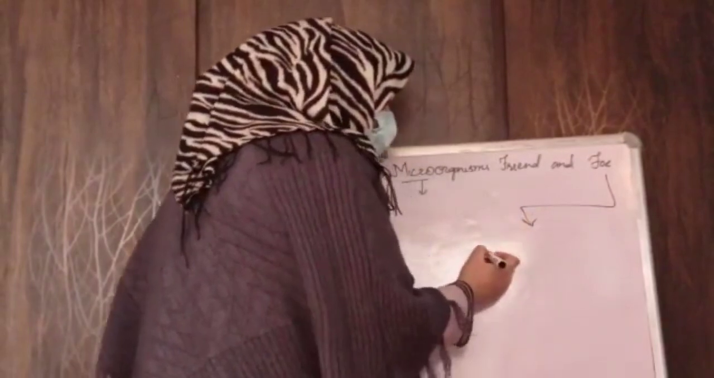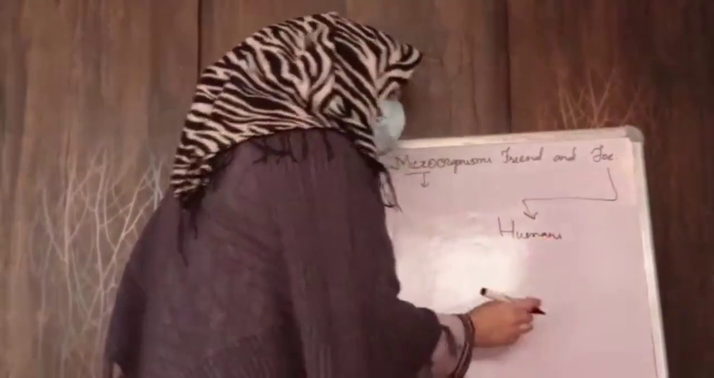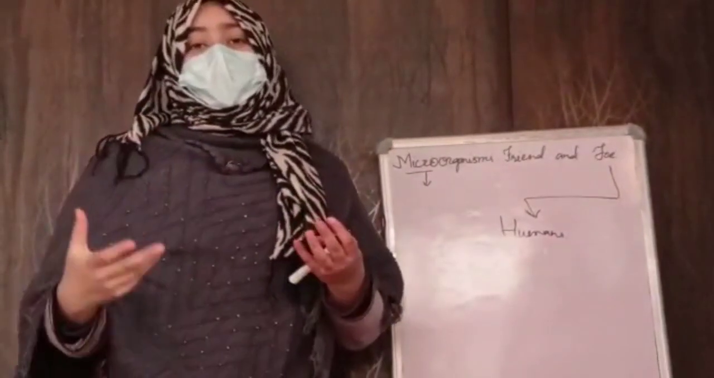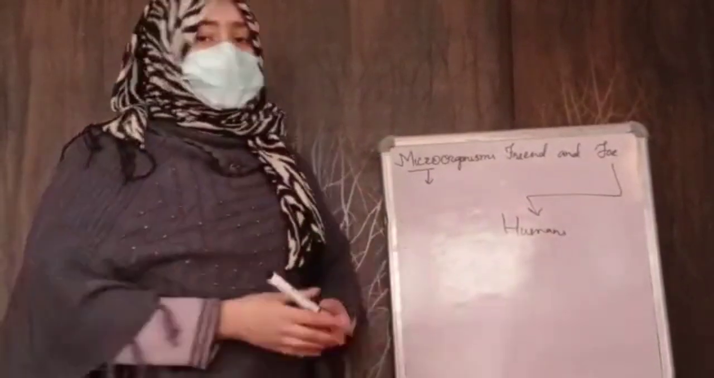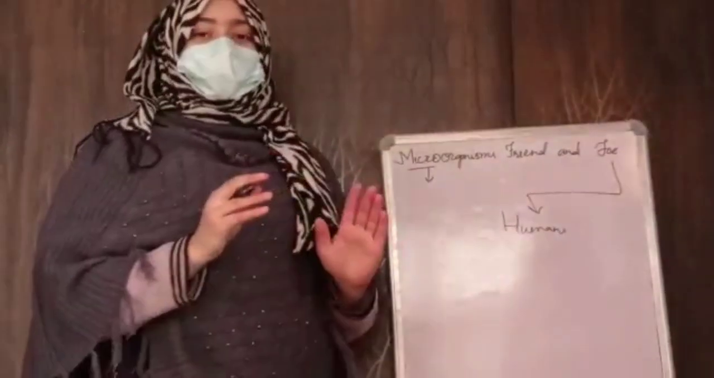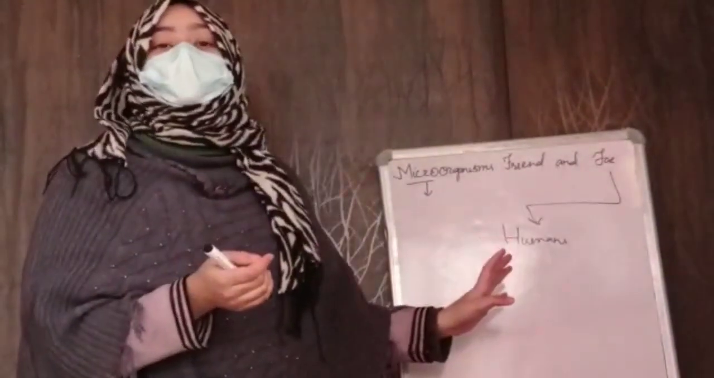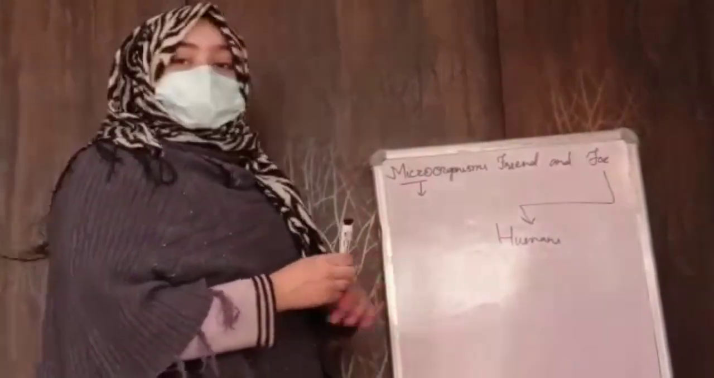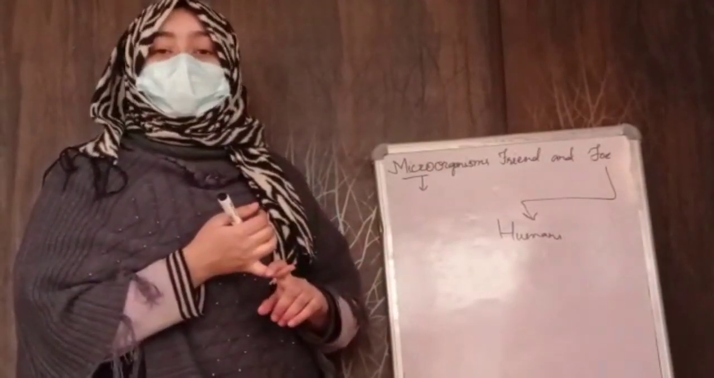First, in humans. These microorganisms can get into our body through the air we breathe in, or through the water, or through the food we eat. In humans, bacteria cause several diseases. The first is tuberculosis, then there is typhoid, and there is cholera. And in cattle, foot and mouth disease is caused by a virus.